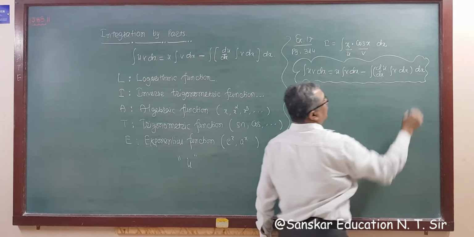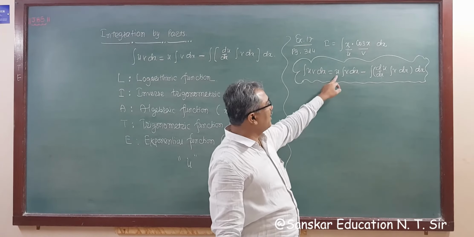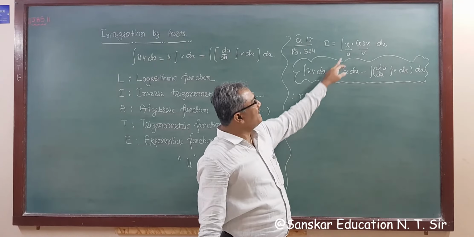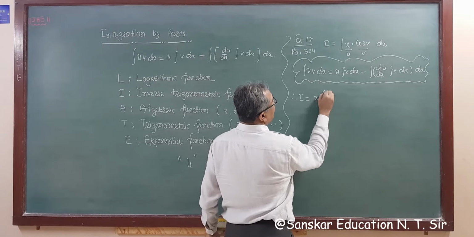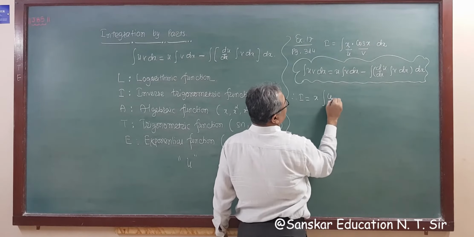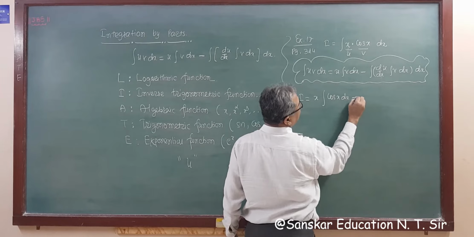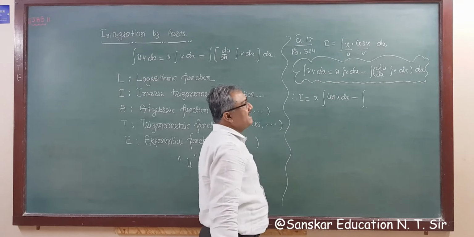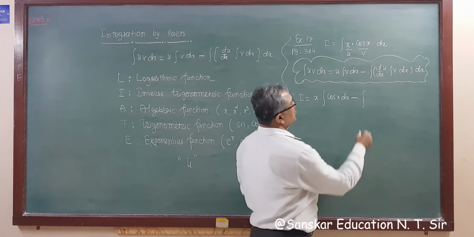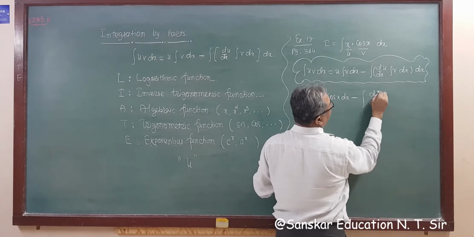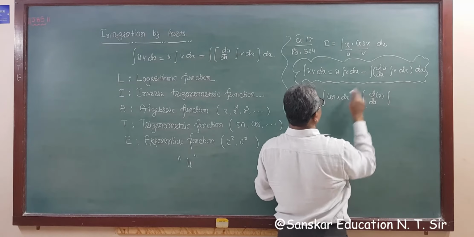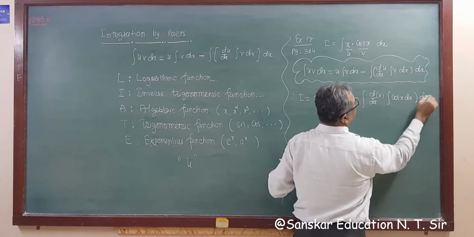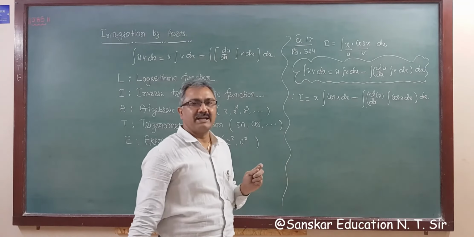So applying this rule means substituting the values of u and v. So what is your I now? I is equal to u. U is x. So as it is, integration v dx. V is cos, so integration cos x dx. Got it? Now minus integration d dx of u. U is x, so we write d dx of x, integration v dx. V is cos, so cos x dx, bracket over dx. Got it?